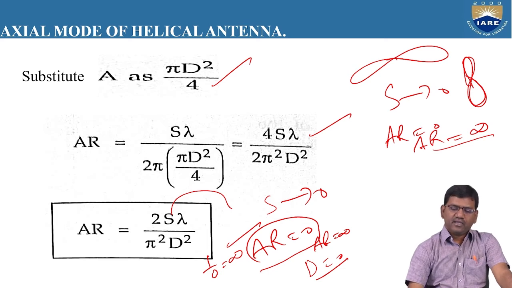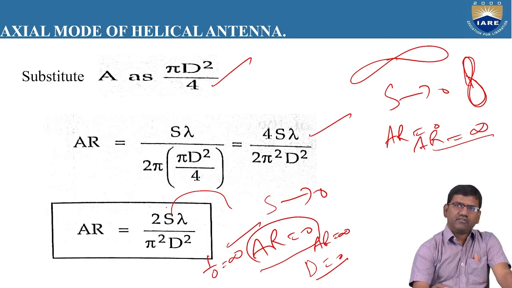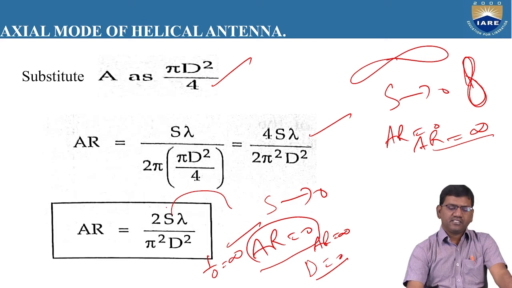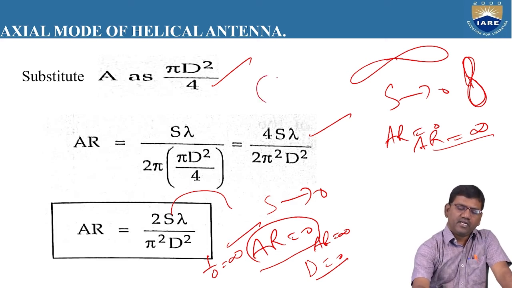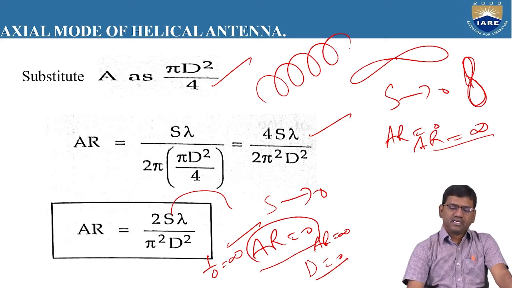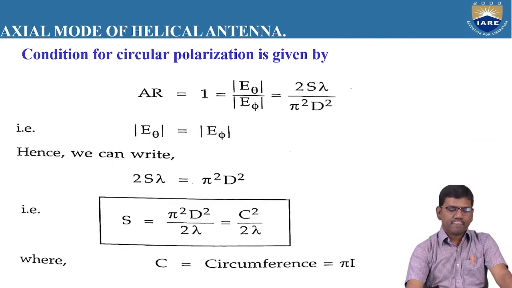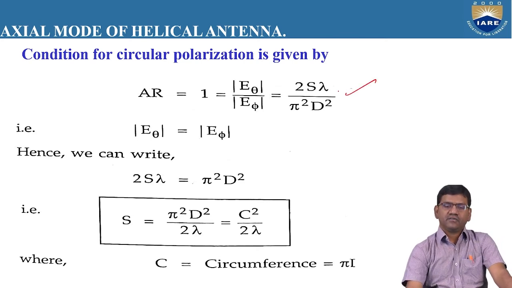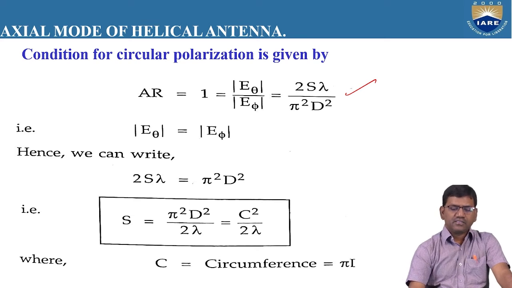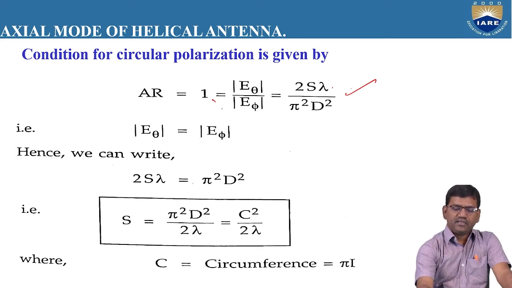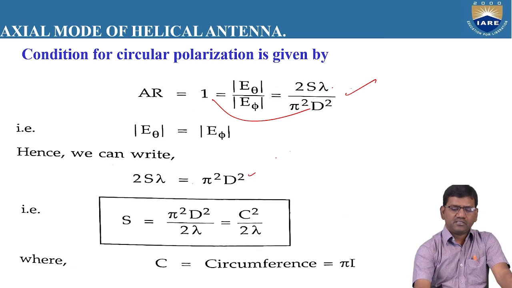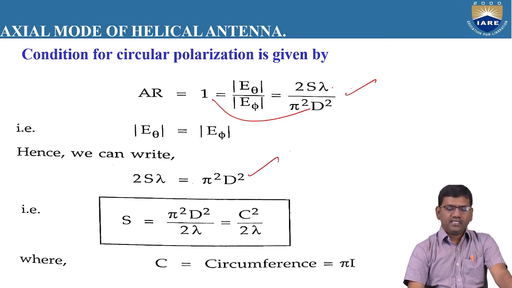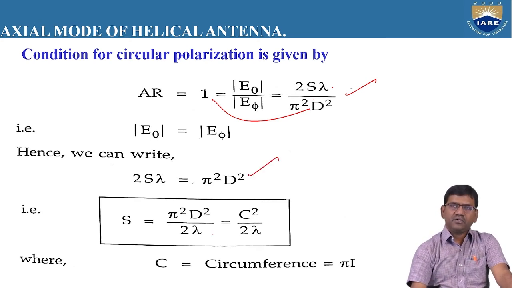And when AR is equal to 1, we will get circularly polarized waves from the helical antenna. So E theta by E pi is equal to 2S lambda by pi square d square, as you know already. If you multiply, 2S lambda is equal to pi square d square, and you will get S equal to pi square d square by 2 lambda.